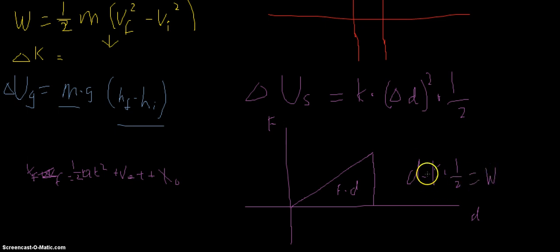Now, F, we remember, is k times d. So you substitute this in, and you get this equation. The delta is basically just final minus initial.